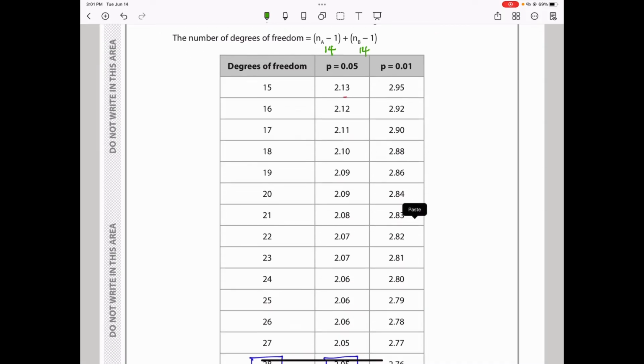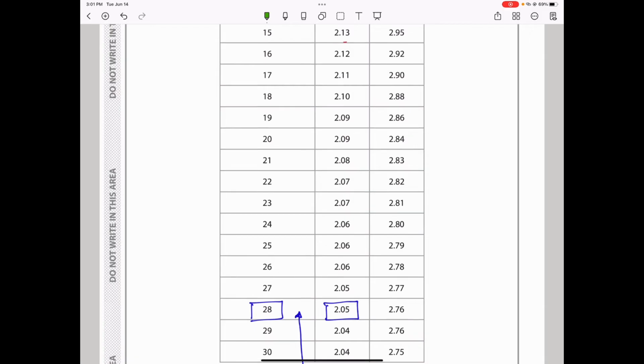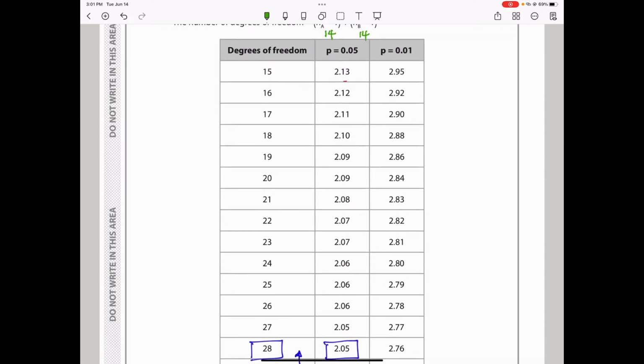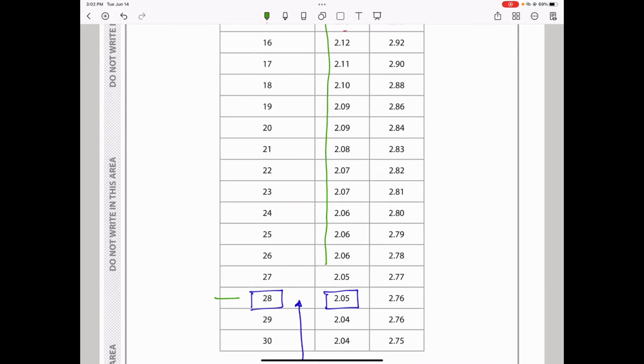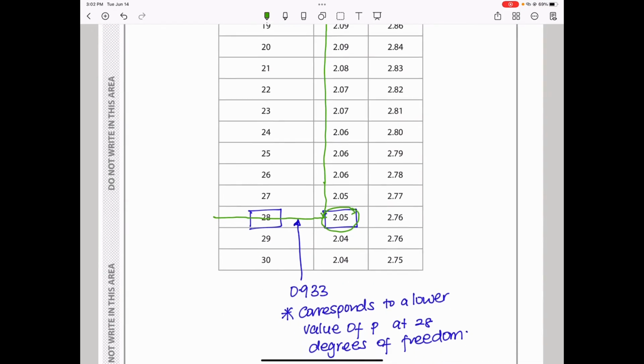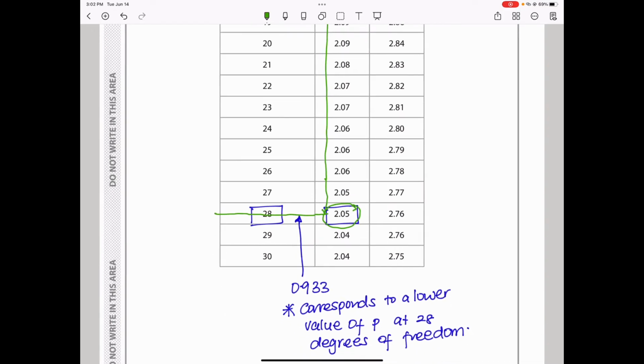So you will come to your table of critical values and look at, in biology we do at P equals 0.05. So at P equals 0.05, you will look to where 28 is. This is the degree of freedom. The value where these two meet, that is the value you're looking for, and that is going to be the critical value for this result. So our critical value is 2.05, yet our calculated value is 0.933.